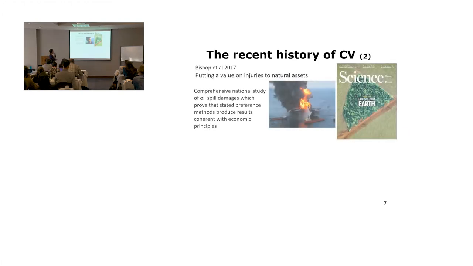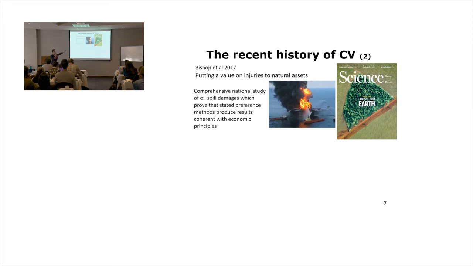In 2015, there is the Gulf of Mexico oil spill. So the same setting as 1993. We have, again, a pool of experts that need to assess the damage of this oil spill. They are using contingent evaluation. This is a 2017 Science paper. Of course, Carson is one of the authors, he's not the first, but all the big names about contingent evaluation are the authors of this paper.